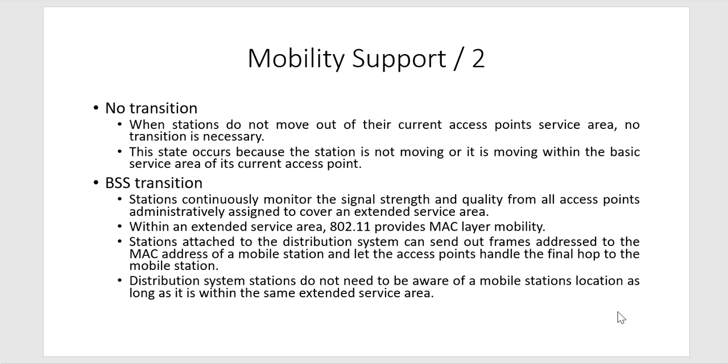So in an extended service area, 802.11 provides MAC layer mobility. We came across two layers, the MAC layer and the PHY layer. Here MAC layer mobility happens. Stations attached to the distribution system will send out frames addressed to the MAC address of a mobile station and let the access points handle the final hop to the mobile station. The distribution system stations do not need to be aware of a mobile station's location as long as it is within the same extended service area.